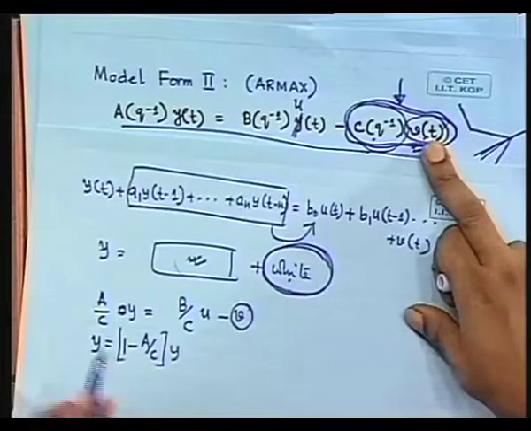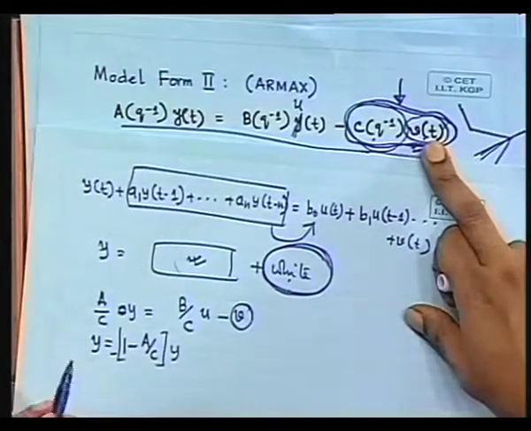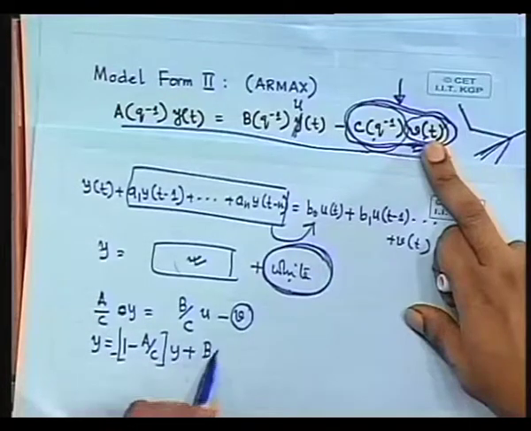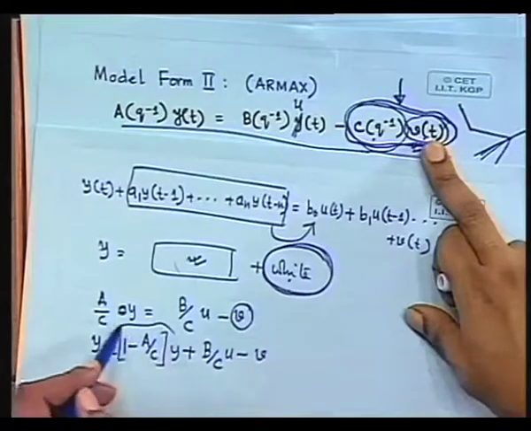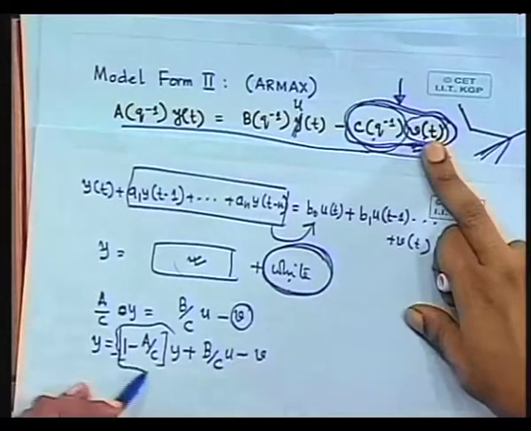I can write that. Can I write that? No. It should be minus, no? Plus B by C, U minus V. Now what is the beauty of this 1 by, I mean, is it just 1 minus?